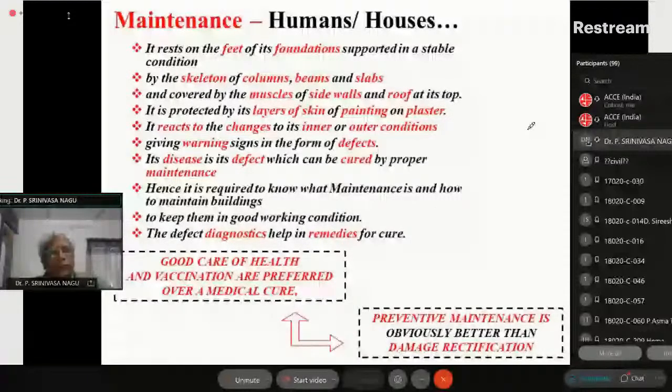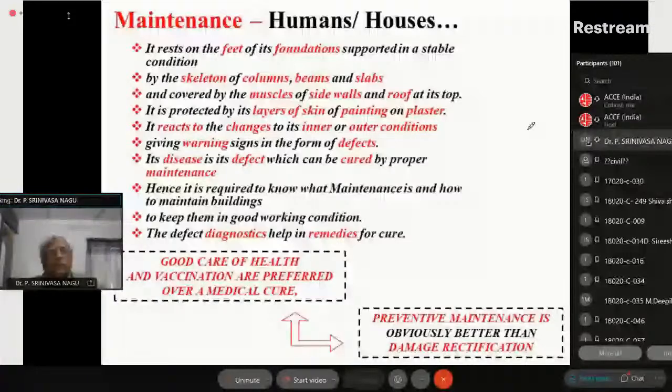Now you can understand this way. Hence, it is required to know what maintenance is and how to maintain the buildings. Why? To keep them in good working condition. The defect diagnostics help us for finding out the remedies for cure.